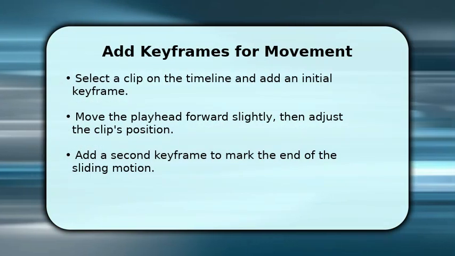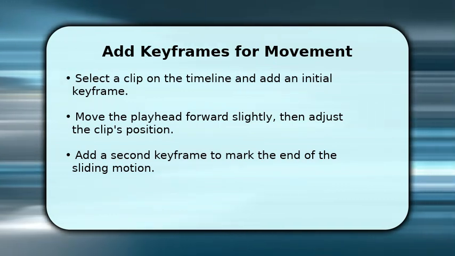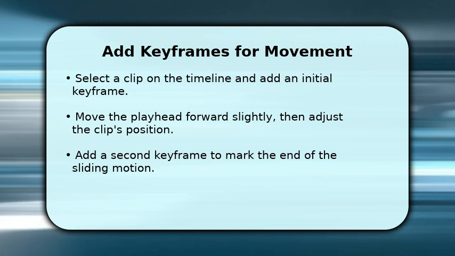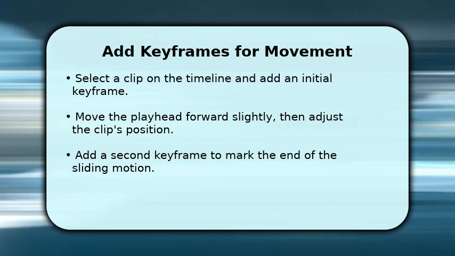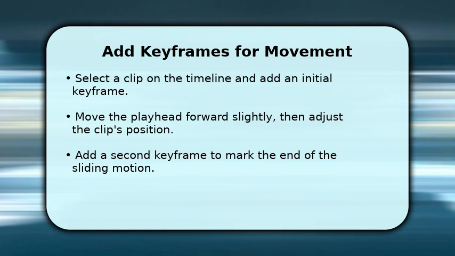Now, let's create the actual sliding effect. Choose the specific video clip or image you want to animate on your timeline. At the beginning of its movement, add your first keyframe. Then, advance the playhead by about 1 or 2 seconds, reposition the clip to where you want it to end up, and add a second keyframe.